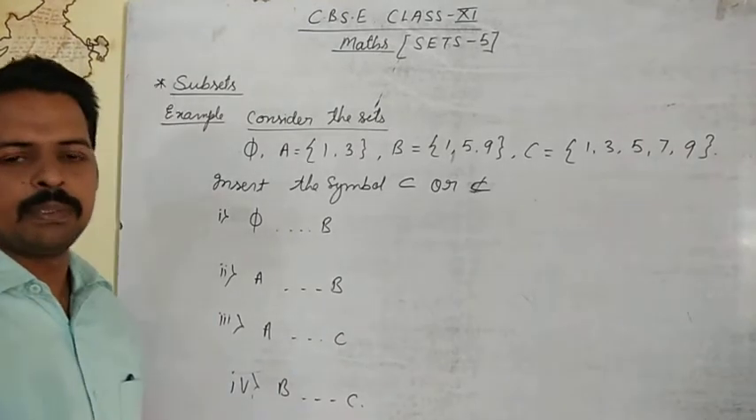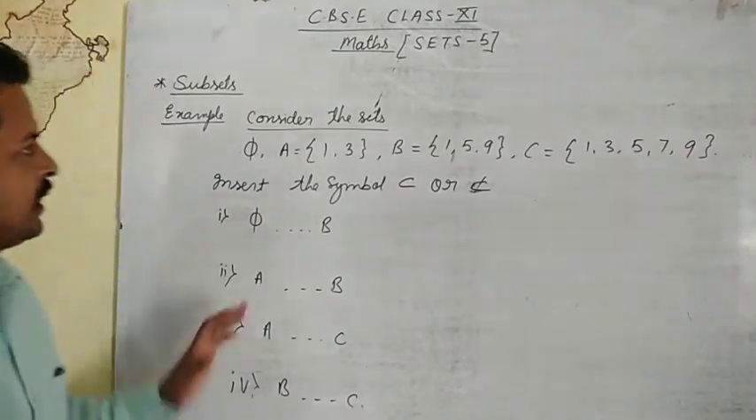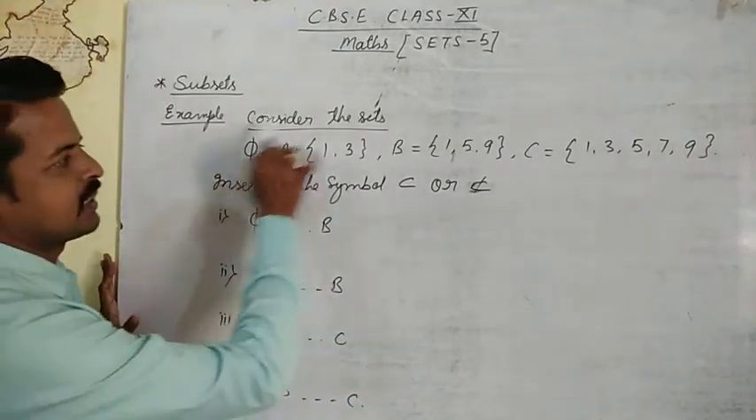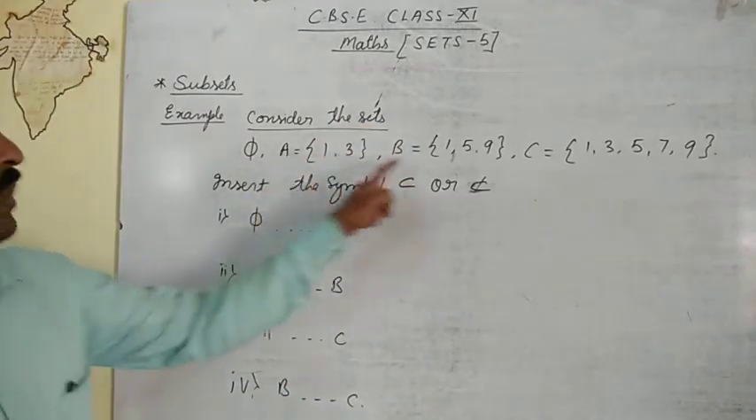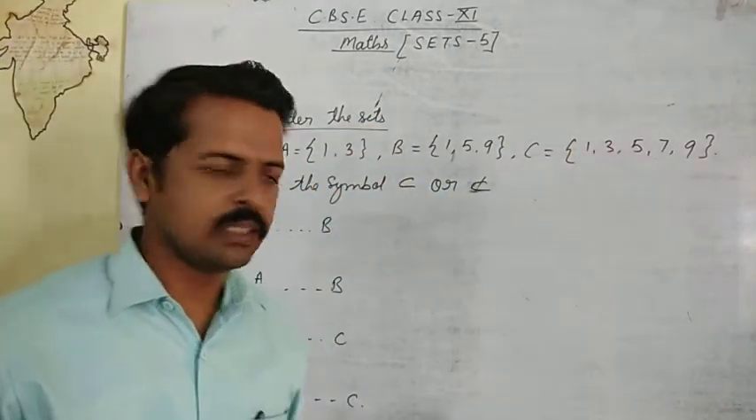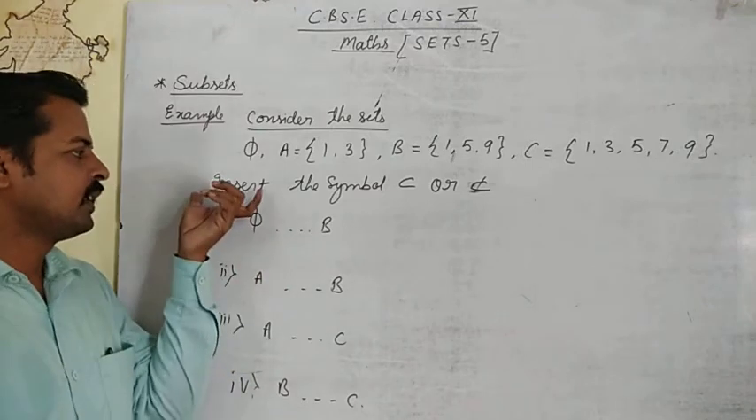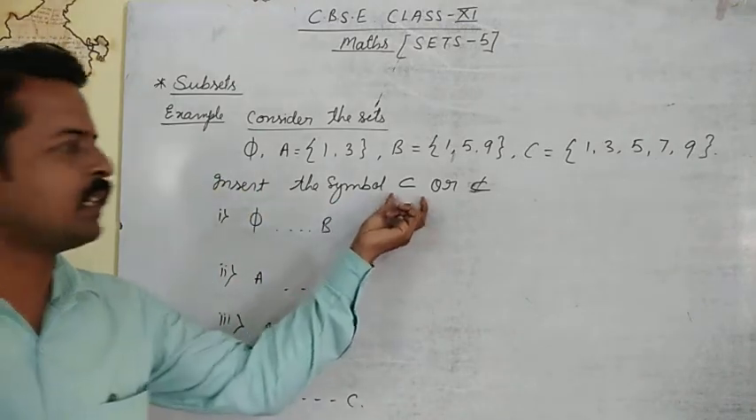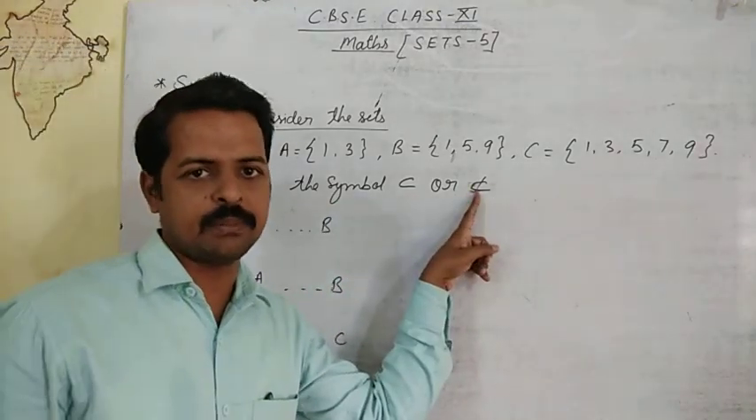Let's see one example based on subsets. In this question, consider the sets. Four different sets are given to us, and we are asked to insert the symbol subset or not a subset. This is the symbol of not a subset.